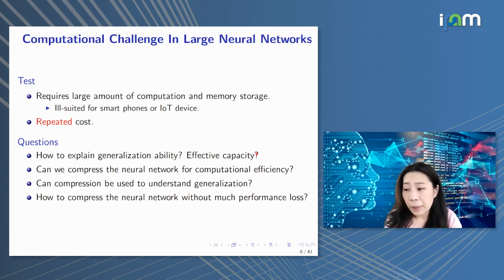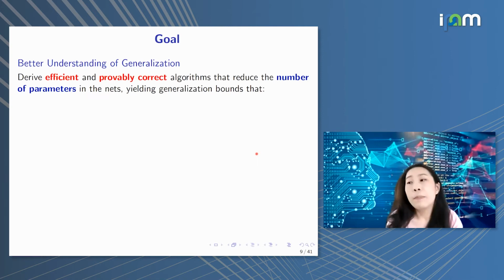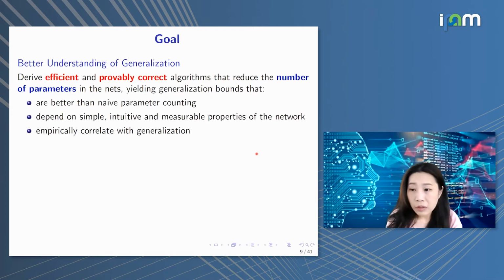And then can compression be used to understand generalization, or how to compress the neural network without much performance loss? So our goal here is to better understand generalization. So we basically wanted to derive efficient and provably correct algorithms that reduce the number of parameters in the nets and yield generalization bounds that are better than naive parameter counting, of course, depending on simple and intuitive measurable properties of the data and of the network, and empirically correlated with generalization.